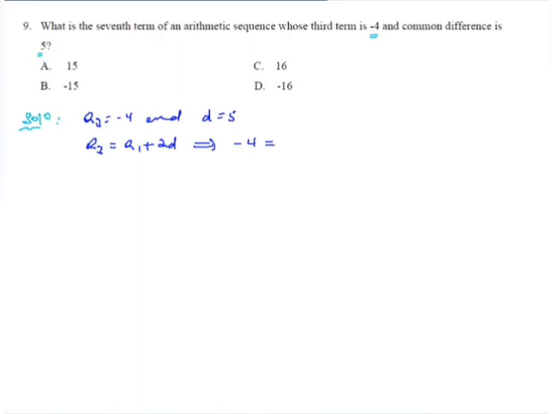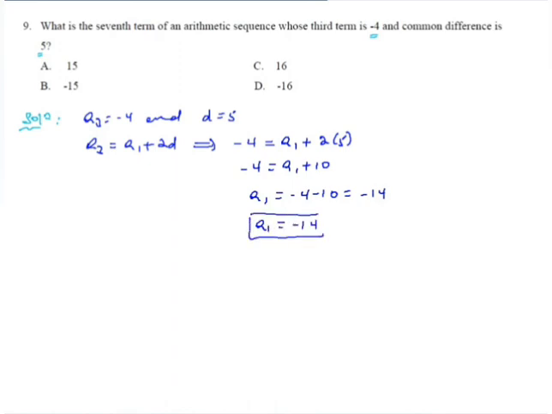The first term is unknown, a1, plus 2 times the common difference, which is 5. So this means -4 is equal to a1 plus 10. So a1 becomes -4 minus 10. Therefore, the first term is -14.